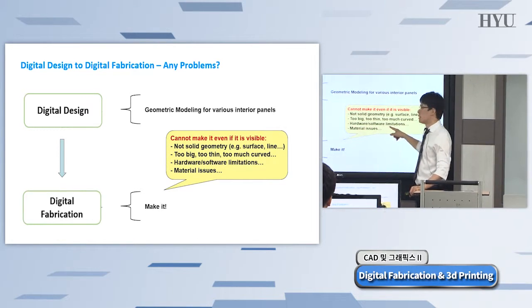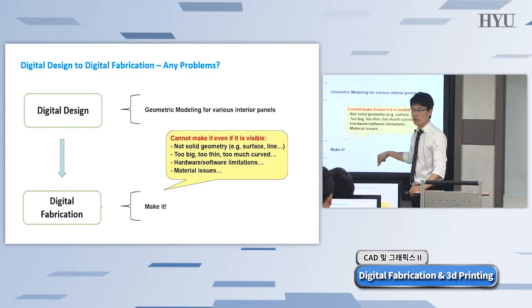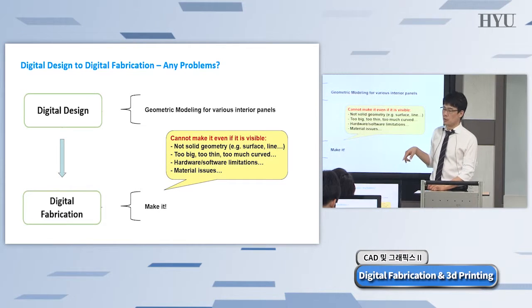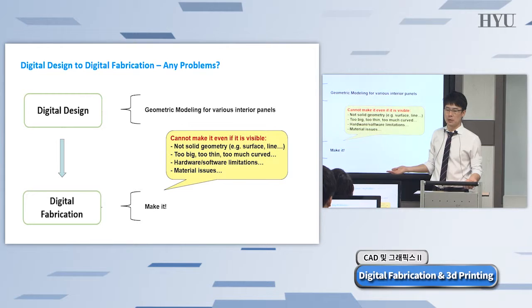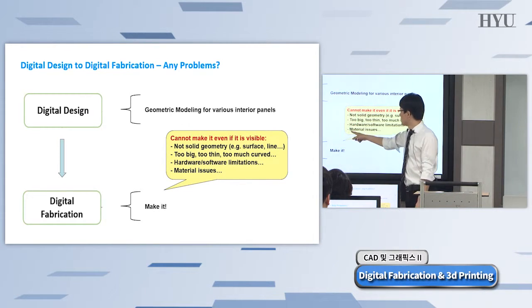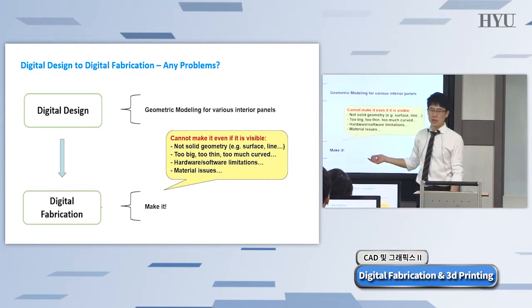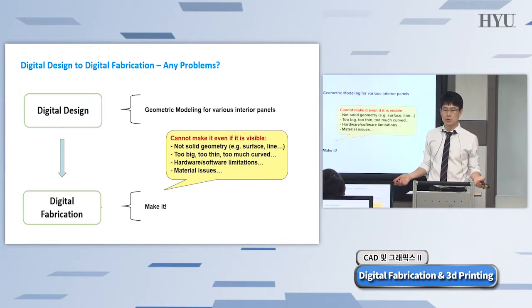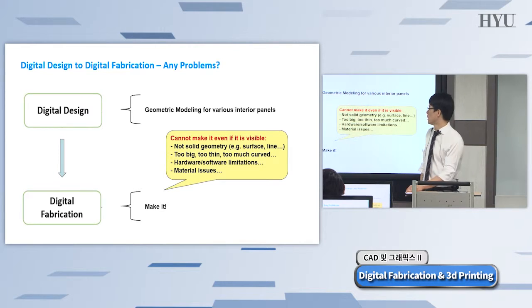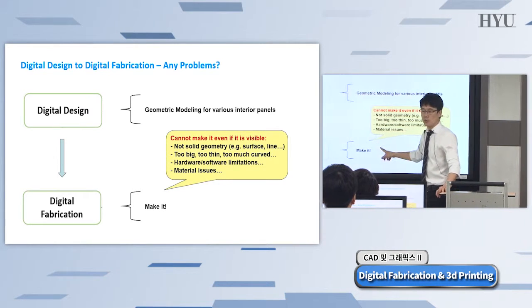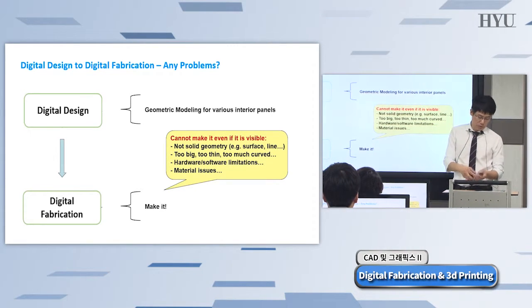Sometimes there are hardware and software limitations. What if your CNC machine's drill has a 1 centimeter diameter? In that case, how do you control a millimeter-level design, okay? Or some material issues. If your material is wood, but your design has some transparent structure, how do you make a transparent structure using wood, okay? Anyway, a lot of problems need to be resolved.